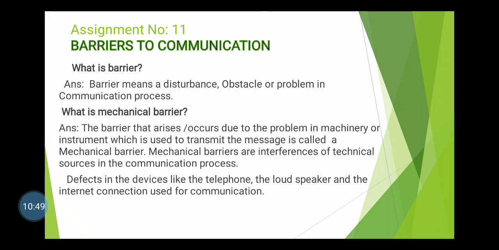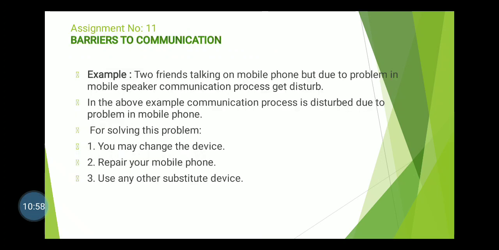Another definition: an impediment that hampers the smooth flow of communication due to faultiness in machines is called a mechanical barrier. Remedies, here are examples. Two friends talking on a mobile phone, but due to a problem in the mobile speaker, the communication process gets disturbed. We are traveling by train and speaking with our friends through mobile phone. It is disturbed. So such a thing is a mechanical barrier.